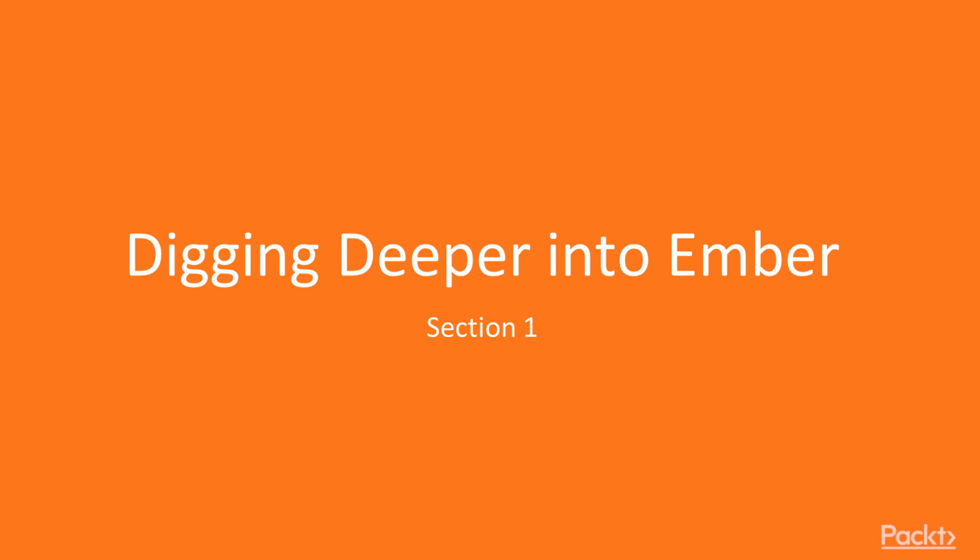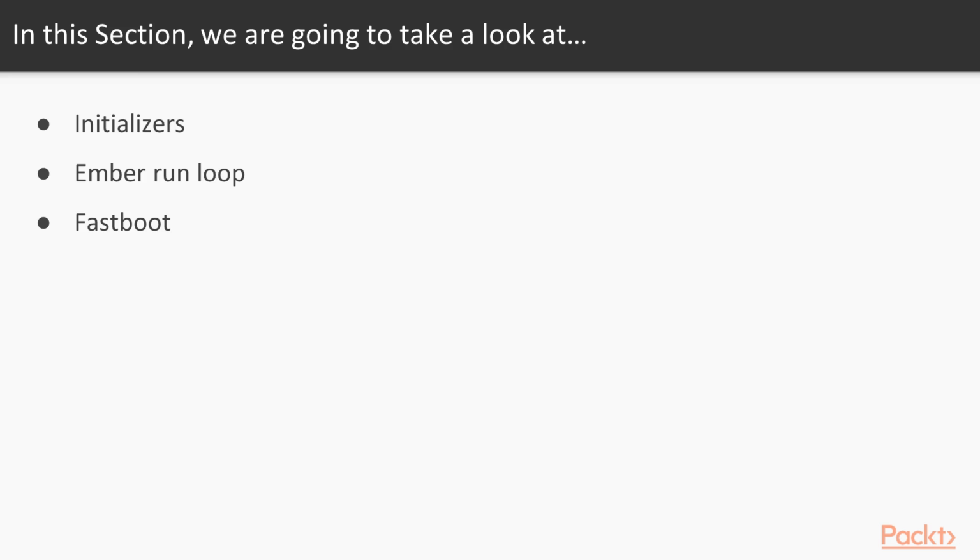In this section, we will look at digging deeper into Ember. We will start by having a look at initializers to be able to add boot time configuration to our application, and then we will have a look at the Ember run loop to effectively batch tasks in Ember. Lastly, we will have a look at fast boot to enable server-side rendering for our Ember applications.